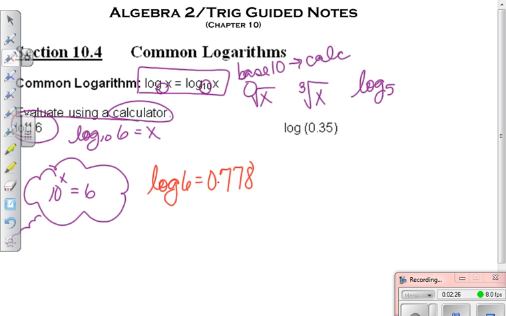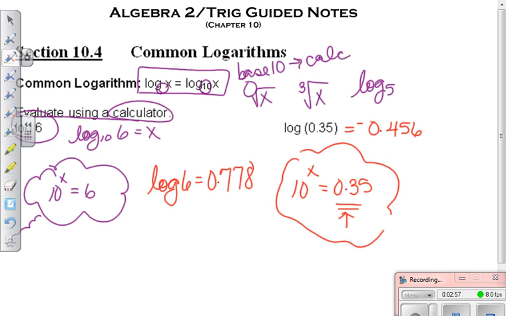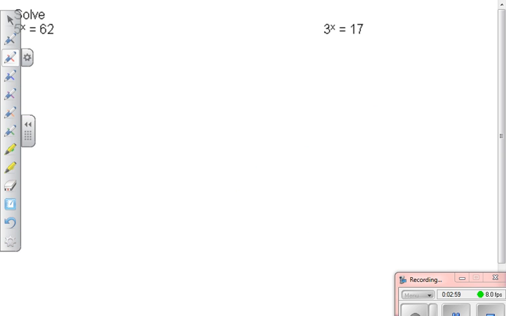If I go to what is the log base 10 of 0.35 and I go to my calculator, I get negative 0.456. Again, I'm saying 10 to what power is going to be 0.35. Since my answer over here is a number less than 1, that means I'm making some sort of a fraction, which is why it's negative.